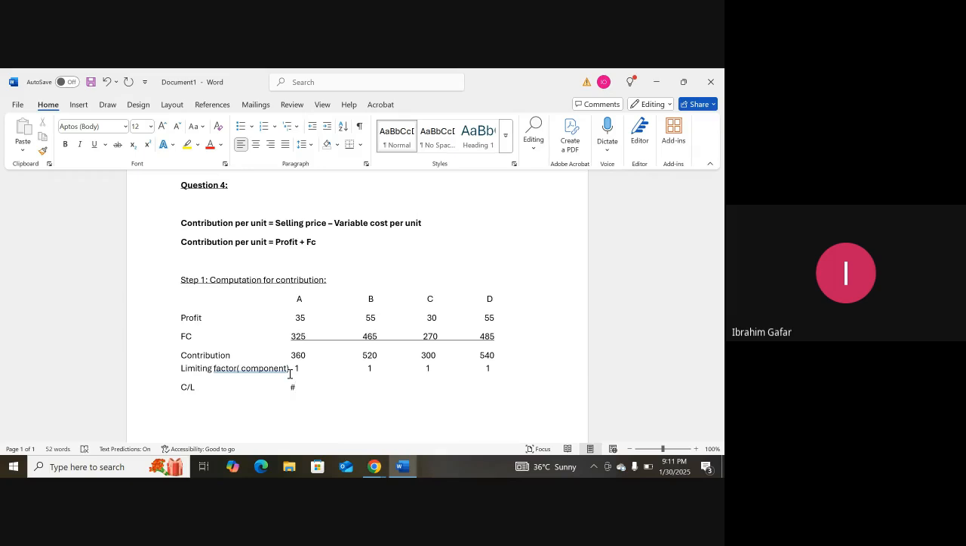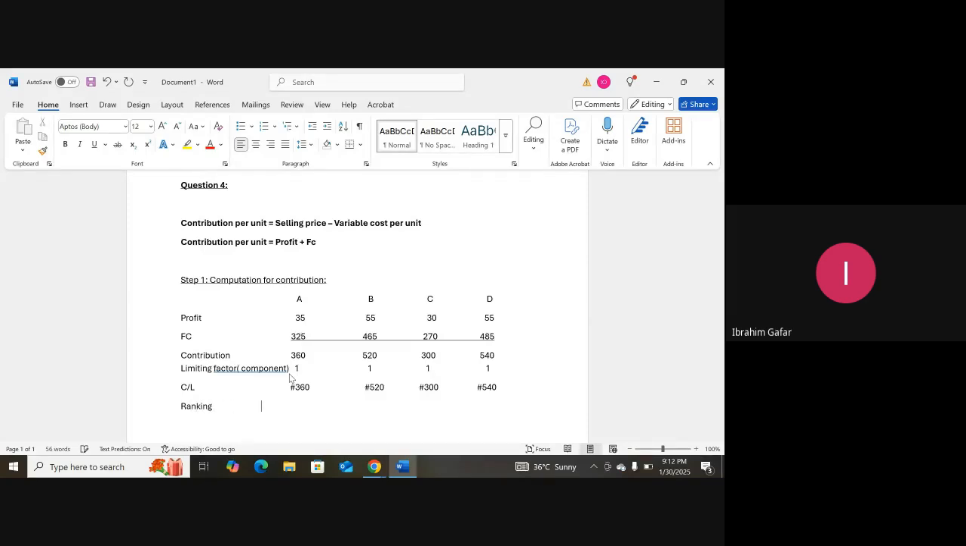360 divided by 1, we have 360. 520 divided by 1, we have 520. 300 divided by 1, we have 300. Then 540 divided by 1, we have 540. And after that, I say we are going to go to what? We have to rank it.